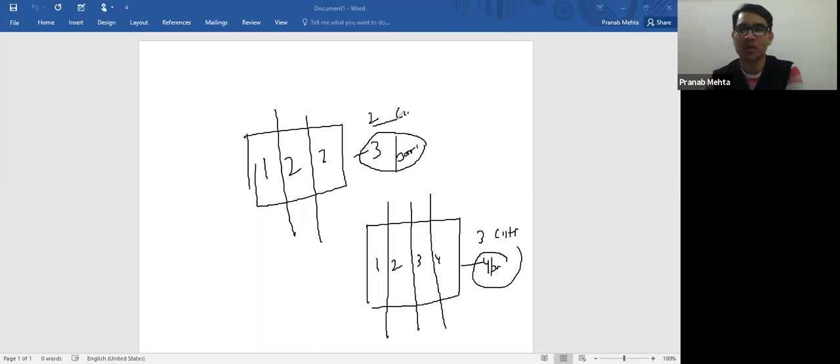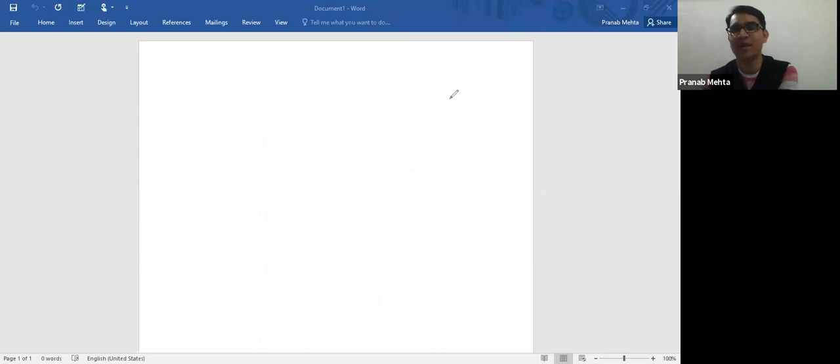If I'm making two cuts, I'm getting three parts. If I'm making three cuts, I'm getting four parts. Is this part clear? Have you understood this or not, all of you? Is this point clear? The number of parts will be one more than the number of cuts. So basically, if I'm making n cuts, I'm going to have n plus 1 parts.